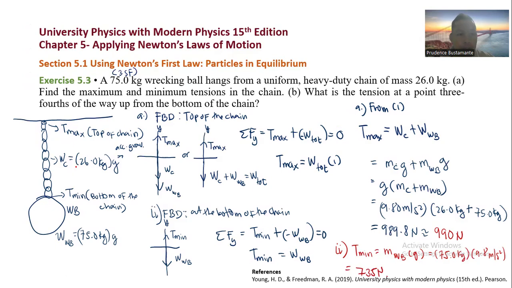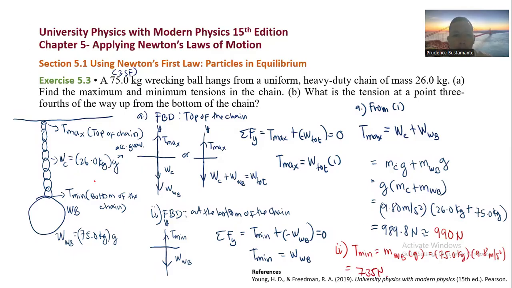So we have a 75.0 wrecking ball that hangs from a uniform heavy-duty chain of mass 26.0 kilograms. So this must be this one: a chain, a wrecking ball. So the chain must be attached to something. Find the maximum tension and the minimum tension of the chain. So we have our answer.